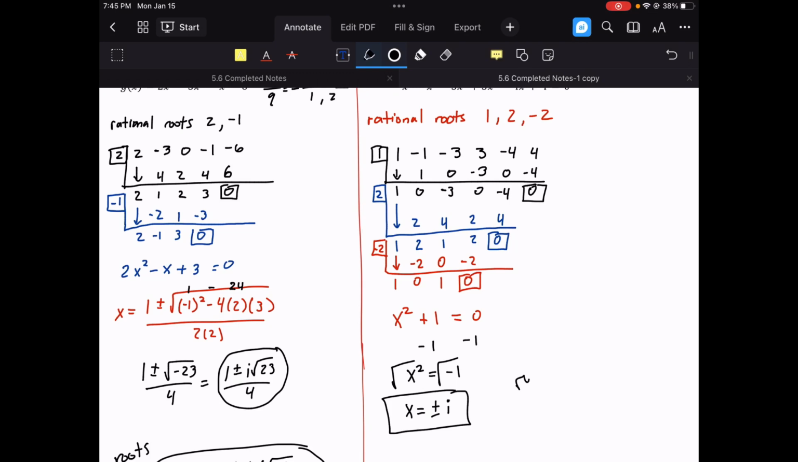So our roots in this case, for this problem, are 1, 2, negative 2, and then i, and then negative i, plus or minus i in this case.